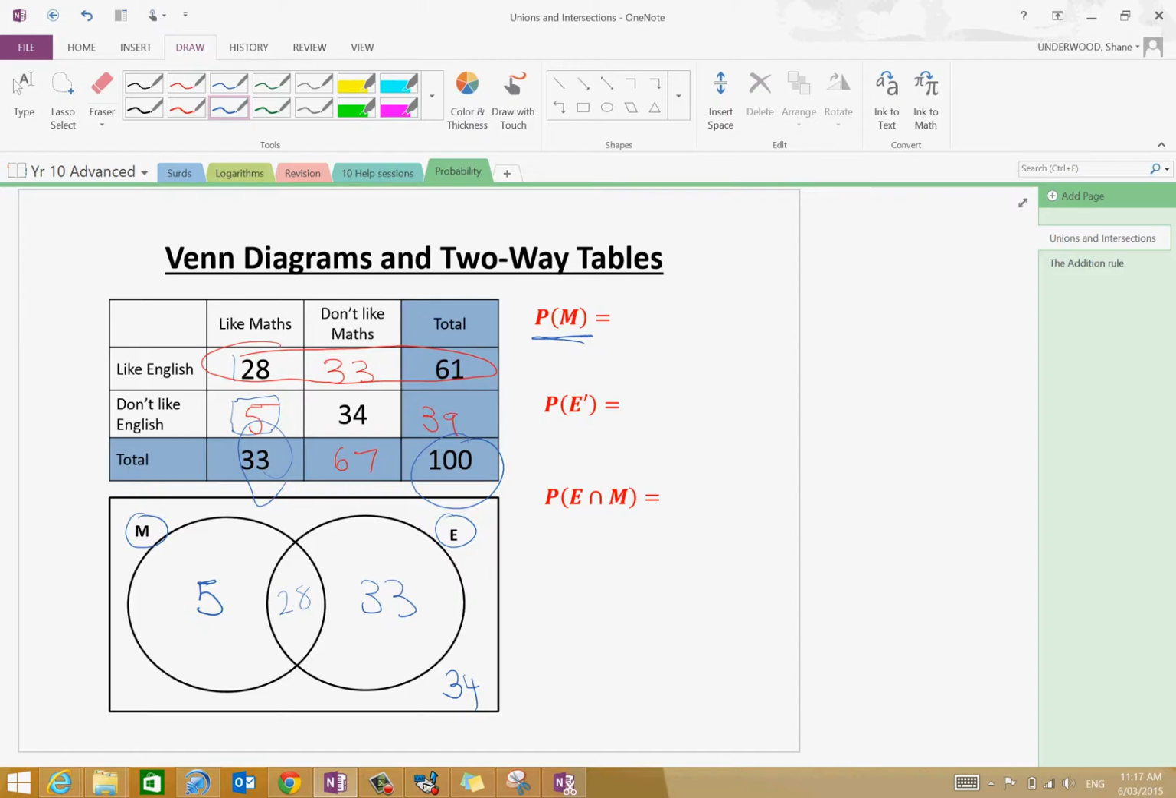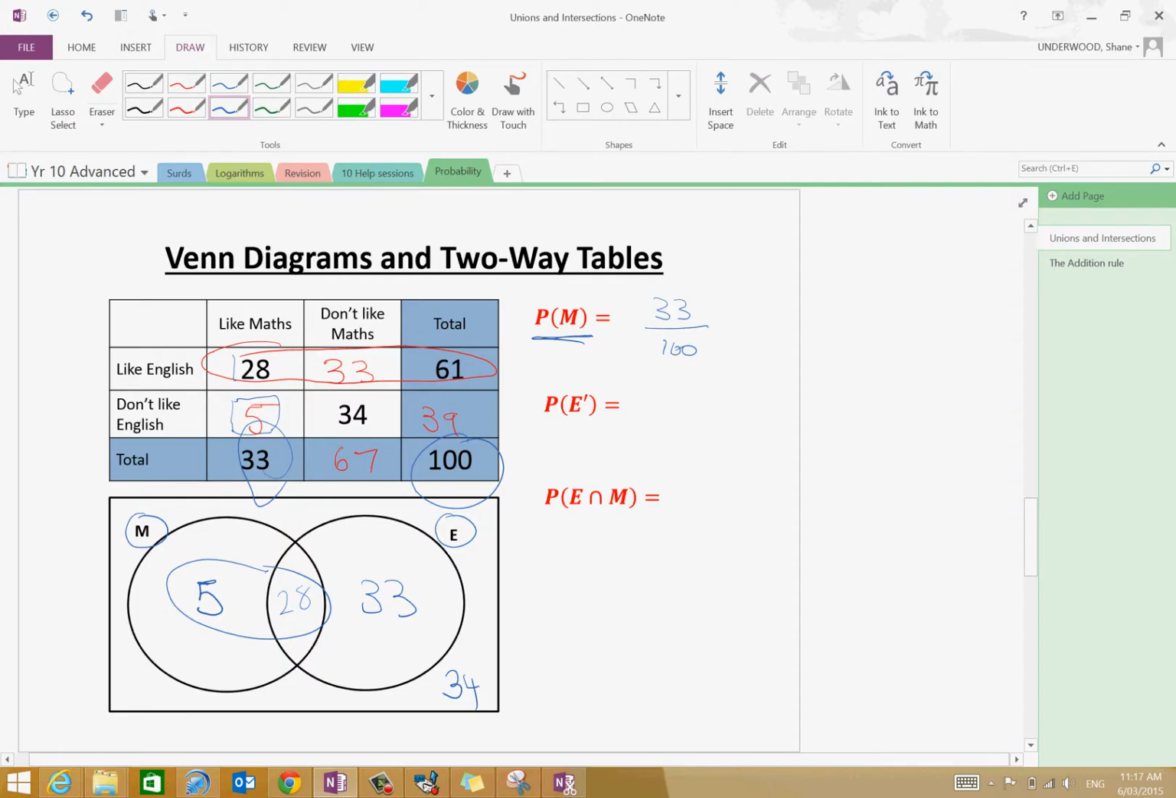What is the probability of 1? 100%. It's 100% certain, isn't it? So you can't get more than certain. And 0 is absolutely impossible. Never happens. Probability of maths then is we've got 33 people that like maths out of 100. That's the probability of maths.